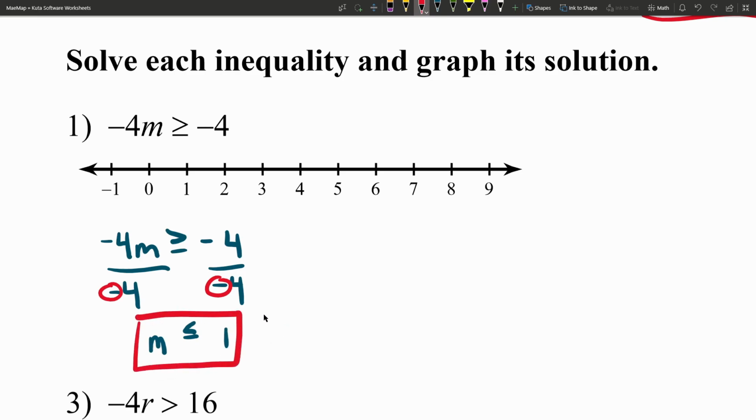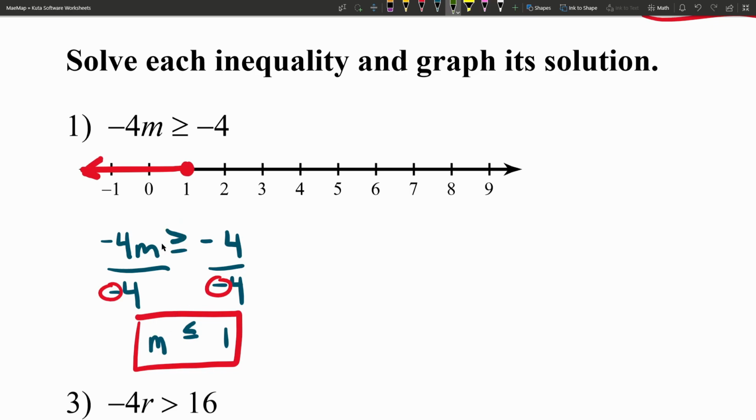So we're going to locate 1 on our number line, circle it. This is a less than or equal to, so we're going to fill it in. And m is less than or equal to 1, so that's everything to the left or 1 itself. So shading in, making sure to also shade in that arrow, because we can have values that are less than 1, like a -2, -3, -5.6, and so on.